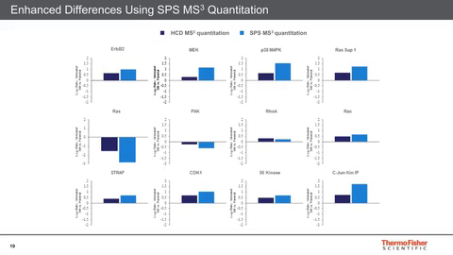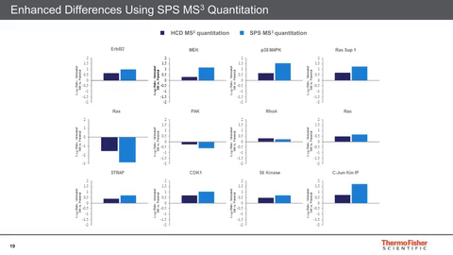Using this standard, one can clearly see the interference which results in less precision and accuracy when using traditional HCD MS2 methods, shown in the upper left, compared to the SPS MS3 method on the upper right. Overall, the SPS MS3 method results in better measurements which show more enhanced differences.